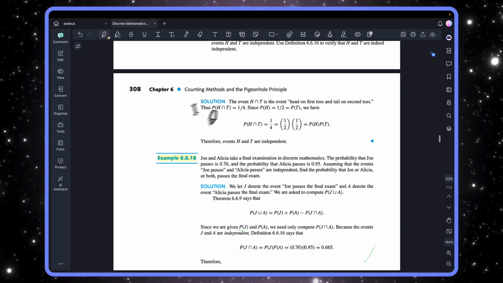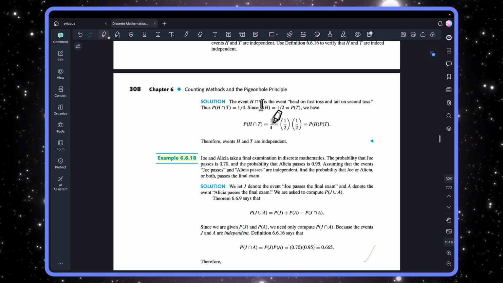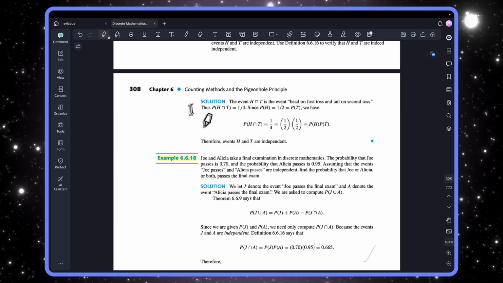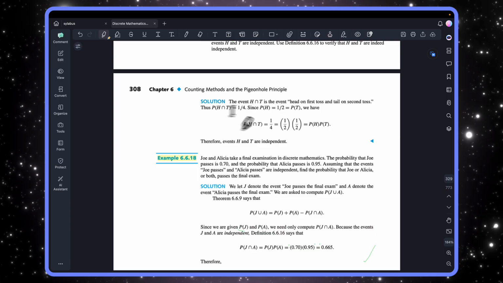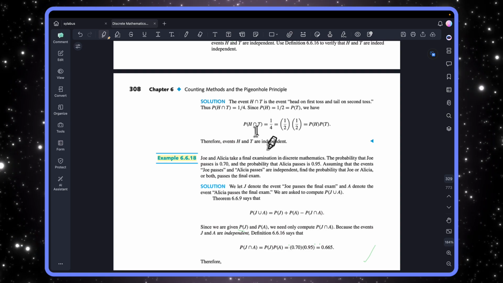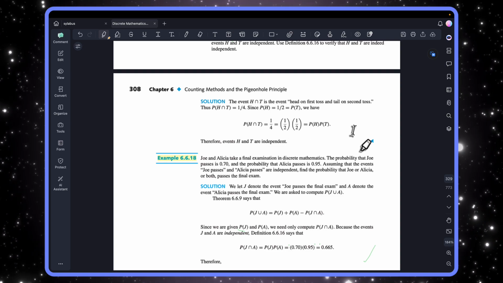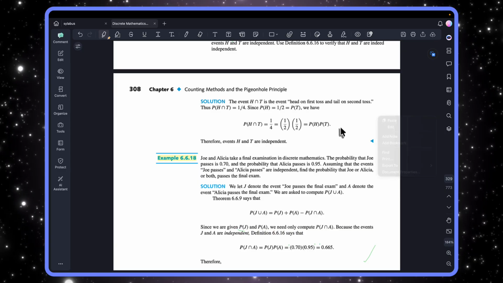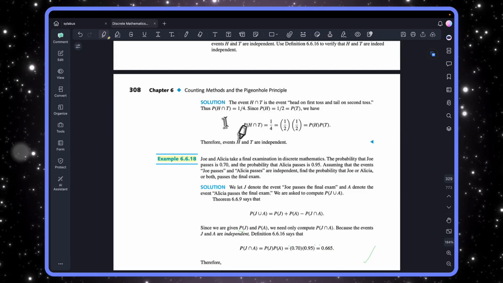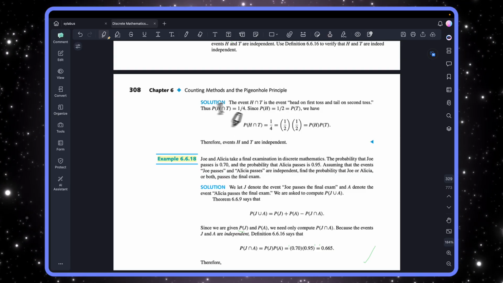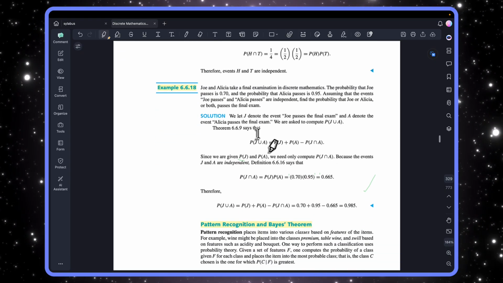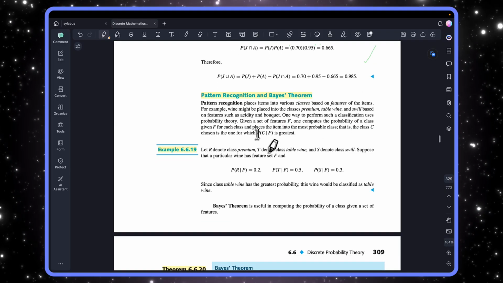Okay, here's a solution. Since H intersect T is the event heads on first toss and tails on second toss, the probability of H intersect T is 1/4, since the probability of H is 1/2. You can see that, in fact, it worked out. It is the product. Therefore, the events H and T are independent. And you get the 2 different answers by looking at the actual table. You can see that there's a 1 in 4 chance right here that you get heads then tails by making a sample space.